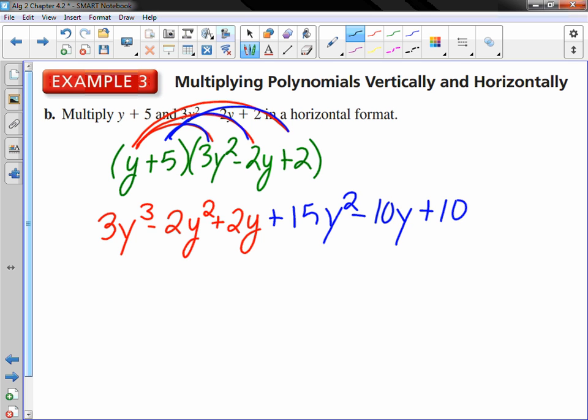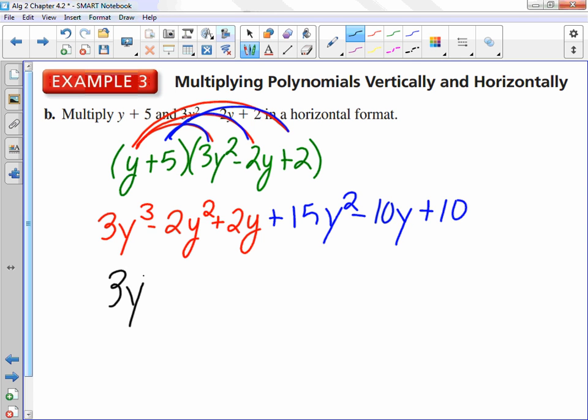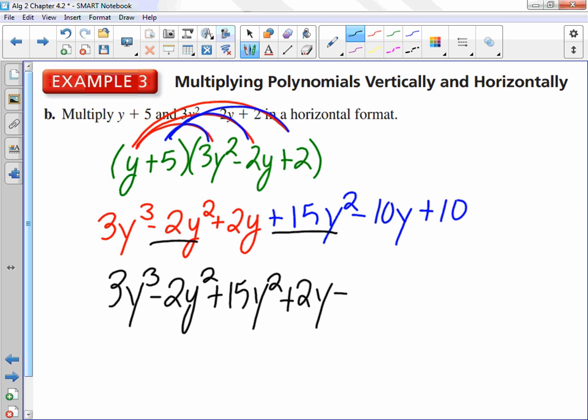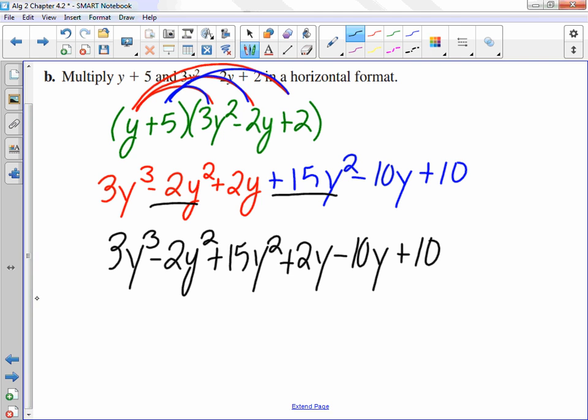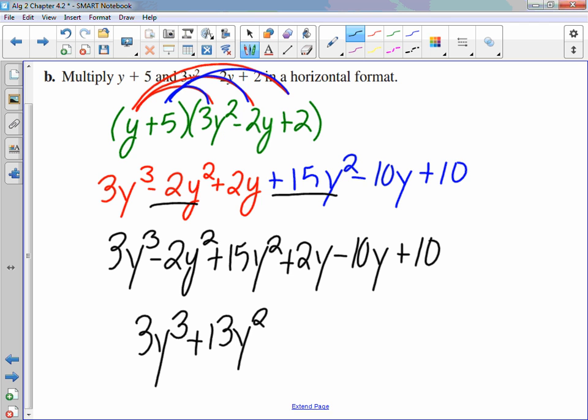Well, now we need to rewrite it so the like terms are next to each other. That's what, if you need to, that's what I would do. Well, 3y cubed would stay there. Negative 2y squared. Well, its like term is plus 15y squared. Plus 2y, and then our minus 10y plus 10. Three y cubed doesn't have any like terms, but negative 2y squared and 15y squared do, so I get plus 13y squared. 2y minus 10y would be negative 8y plus 10.